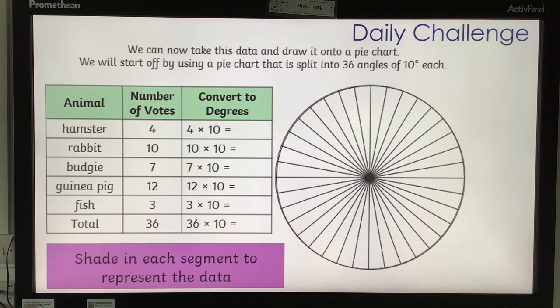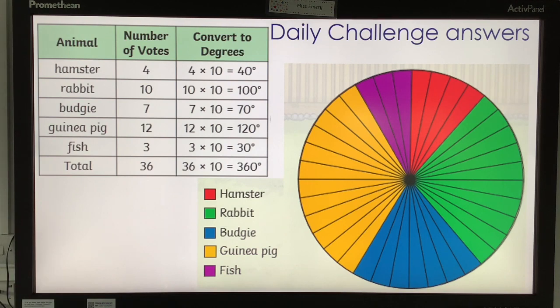So hopefully you had a go. So we know that the hamster, there were 4 votes. We worked out that because there were 36 votes in total and our pie chart has 360 degrees, there were 10 degrees per vote. That meant that 40 degrees would represent a hamster, 100 degrees would represent a rabbit, 70 degrees would represent a budgie, 120 degrees would represent guinea pigs, 30 degrees would represent fish, and in total that would add up to 36 votes and a full 360 degrees.